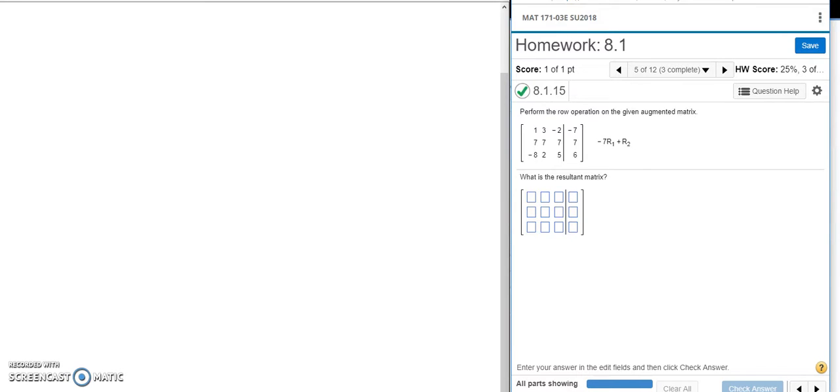Okay guys, so chapter 8, we kind of throw in a couple sections with chapter 7 because they really go hand in hand. Chapter 8 focuses on using matrices to help us solve systems of equations, okay? And so what happens is we would have a system of equations that maybe looks like this.